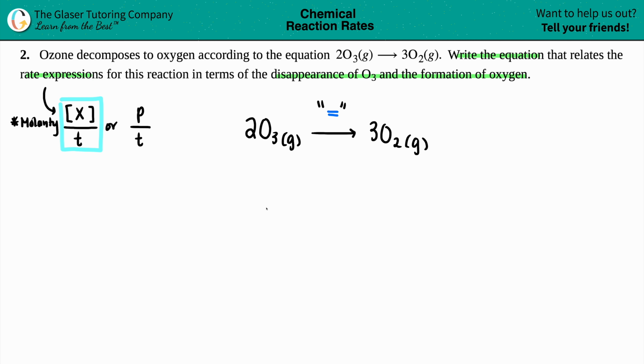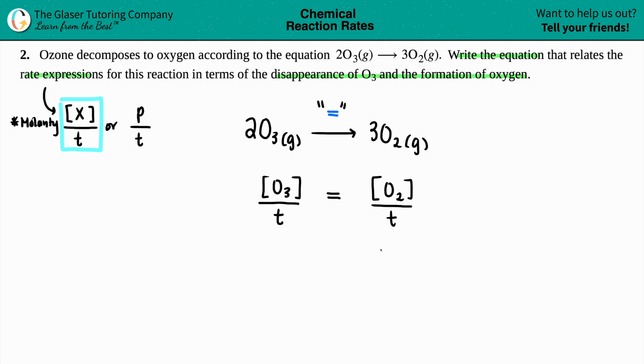Now, let's always just start with the units. So we're going to put in equals here. And the way that we write the general rate expression is we want to say, okay, on the left side we have O3. So I'm just going to bring that down. So this would be the concentration of O3 over some amount of time. And this would have to be equal to the concentration of O2 over some amount of time.